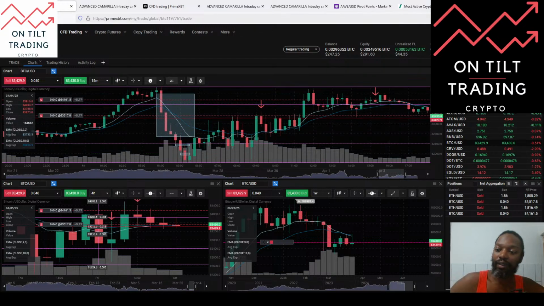This area here, I had this divided into sections just because I've been trying to do a better job of looking for fair value gaps. So I was seeing a fair value gap from here to here. So I had this squared in, and then I was seeing another fair value gap from here to here.